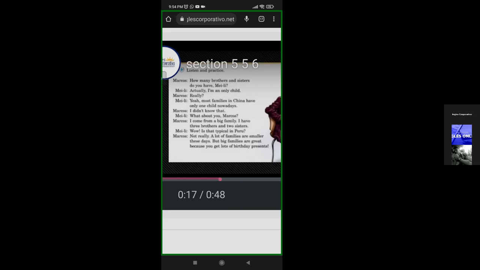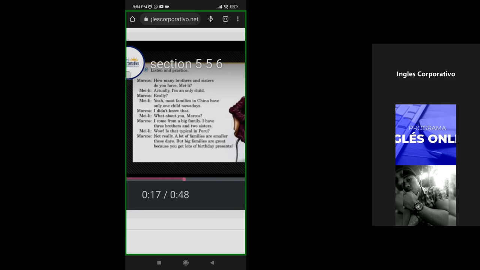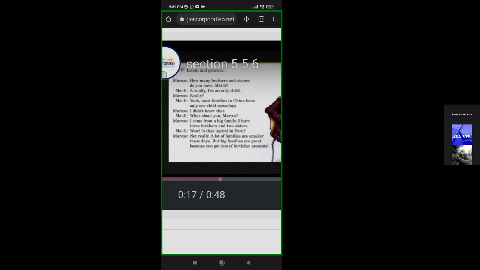What about you, Ismael? I come from a big family. I have three brothers and two sisters. Wow. Is that typical in El Salvador? Not really. A lot of families are smaller these days, but big families are great because you get lots of birthday presents. Okay. How many brothers and sisters do you have, Ismael? Actually, I have three brothers and two sisters. Really? Yeah. The most families in El Salvador have.